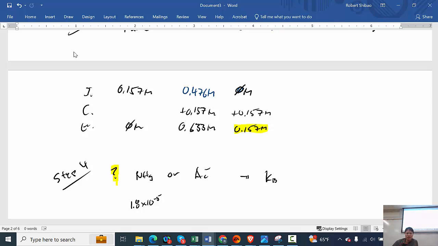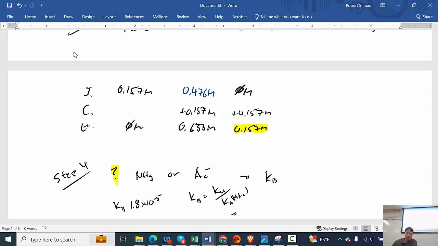But acetate isn't so common, but it is actually pretty common because acetic acid is common. The Kb for ammonia is directly from the book. The Kb for acetate we have to calculate. How do we calculate the Kb for acetate? Kw over Ka for what acid? Acetic.